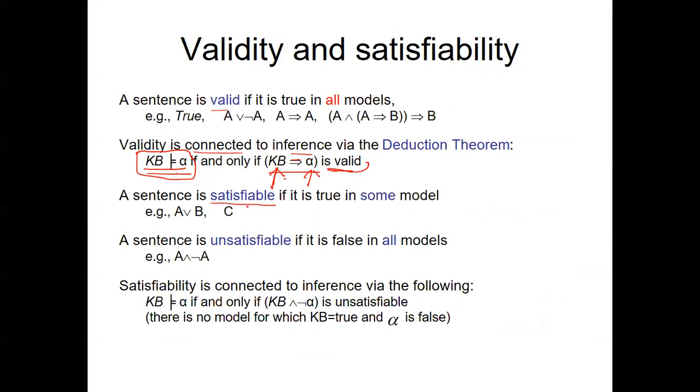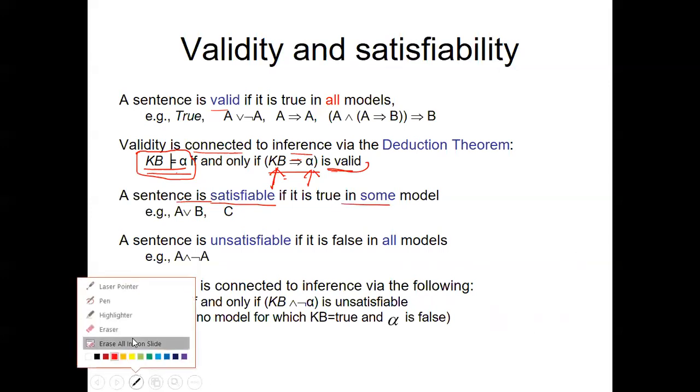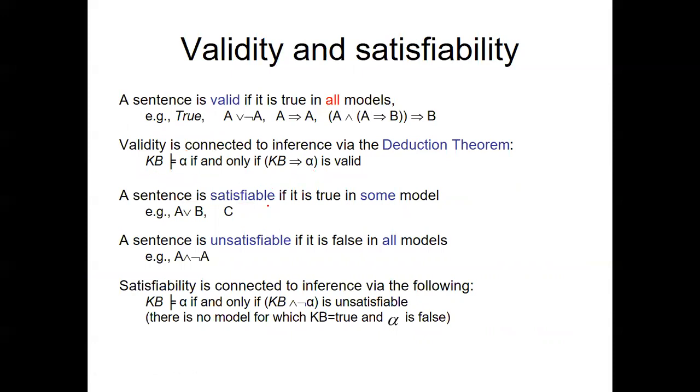Then what is meant by satisfiable? A sentence is satisfiable if it is true in some model. It need not be true in all the models. For example, A or B: if any one of them is true, that is fine. For validity, it should be true in all models, but for satisfiable, it is enough if it is true in some model, or at least in one model. A sentence is unsatisfiable if it is false in all the models.